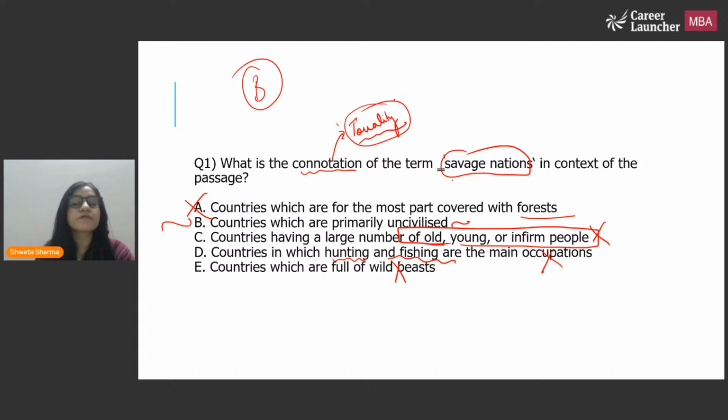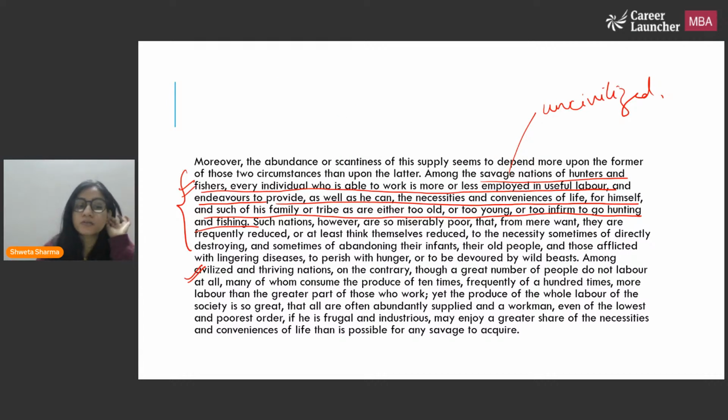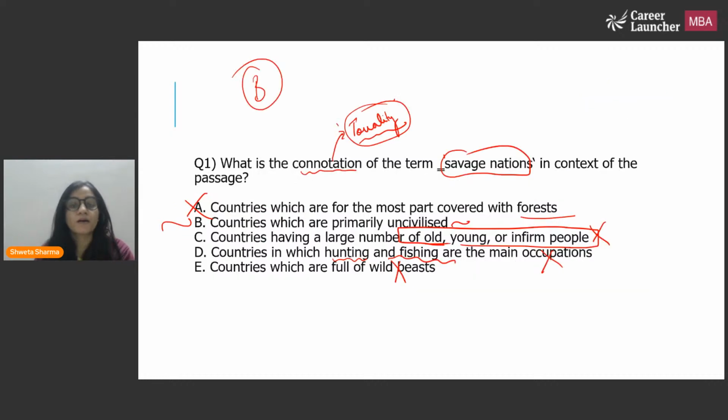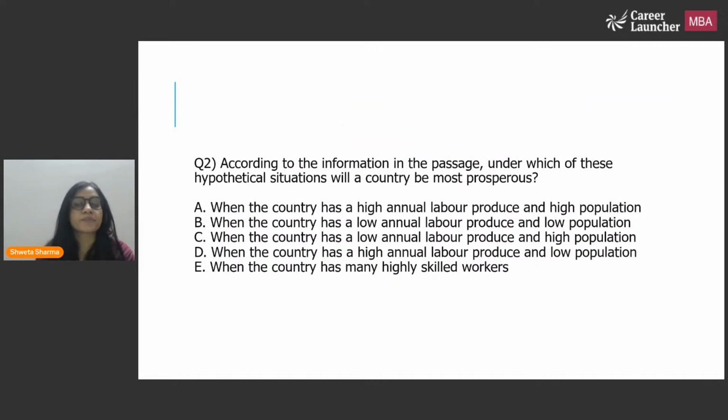By savage nation, he refers to the undisciplined nations, the nations which are not really civilized or well, thriving nations, which are really poor. Okay, so B, Bombay is the correct answer. Please have a look at the next question. Then we discuss it.